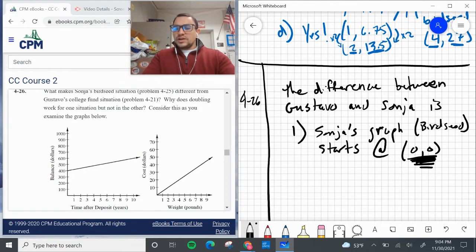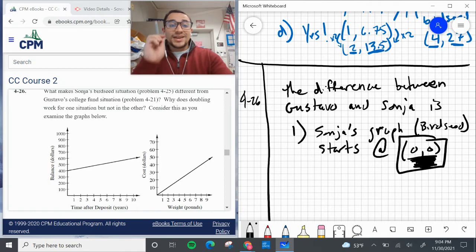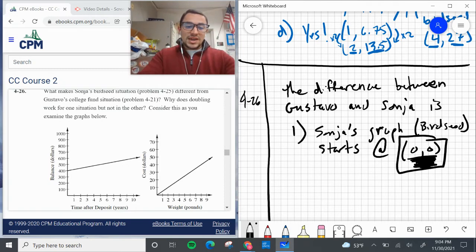This is where it's very important to know. It's proportional when it's 0, 0. And 0, 0 is right here, at 0, 0. So it's 0, 0. That's where it starts, at the origin. So I'm going to put that down: origin.